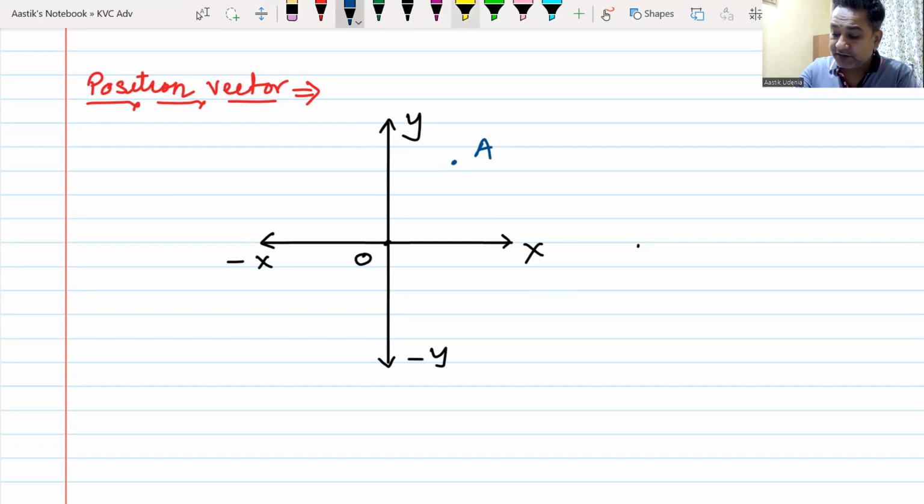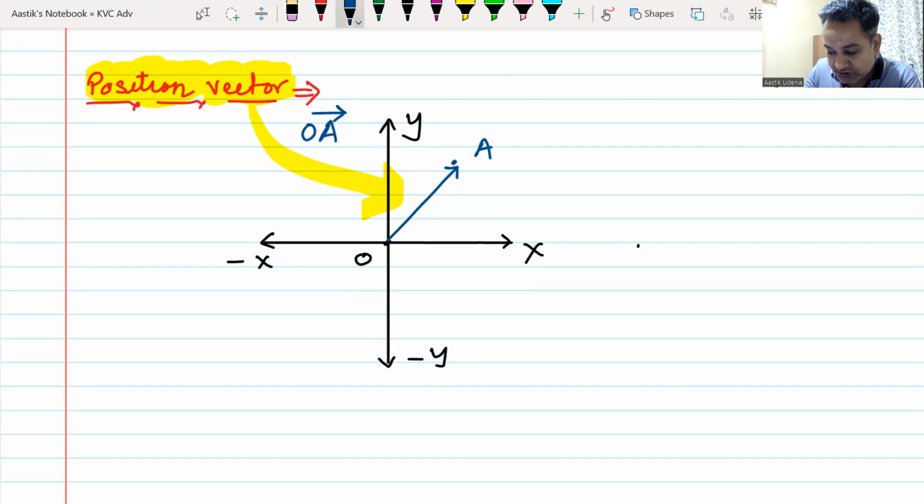The meaning of the term position vector is hidden in the term itself. The position vector of a point or an object is nothing but a vector which tells us the position of this particle with respect to the origin. So this OA vector is the position vector of point A with respect to O. Do we understand this? Yes, sir.